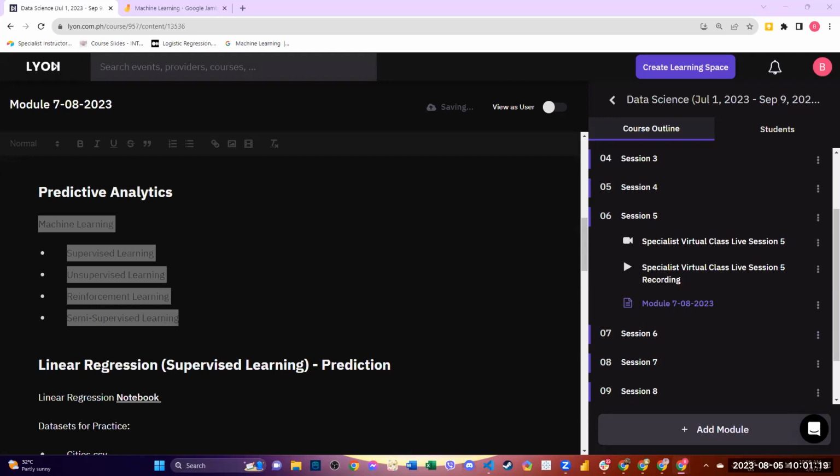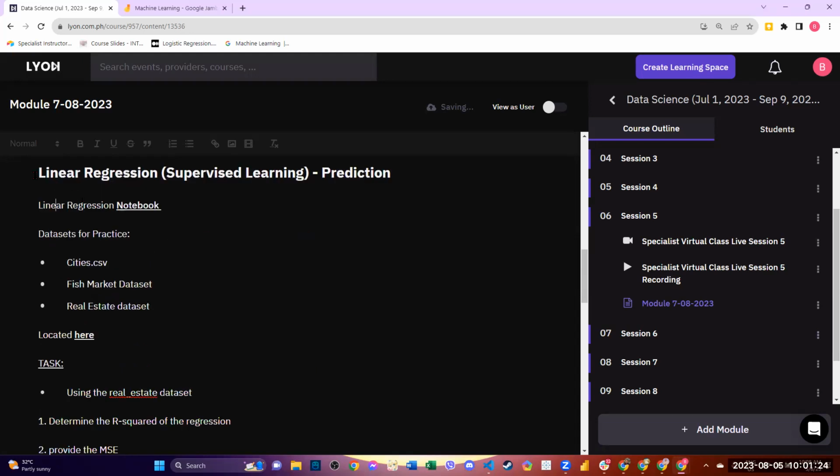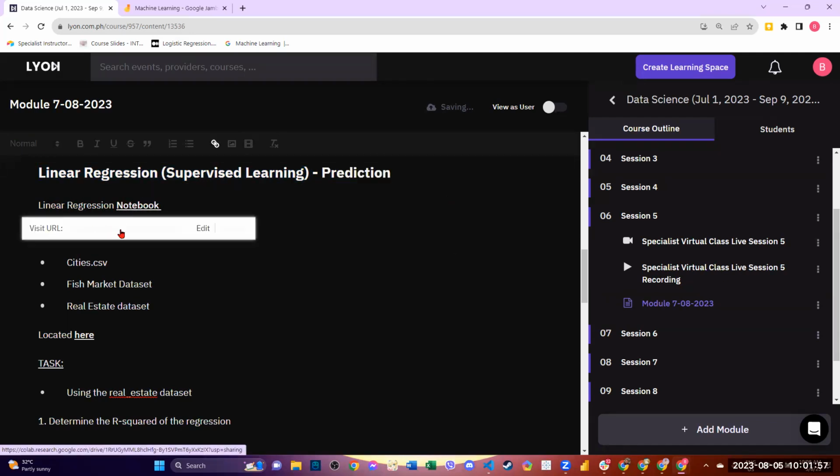Okay, good. So now let's proceed to our example, which is linear regression, or we could say supervised learning. Our outcome is to provide prediction. So using the supervised learning technique and our model linear regression, we can solve prediction problems. So let's go and click with our notebook.